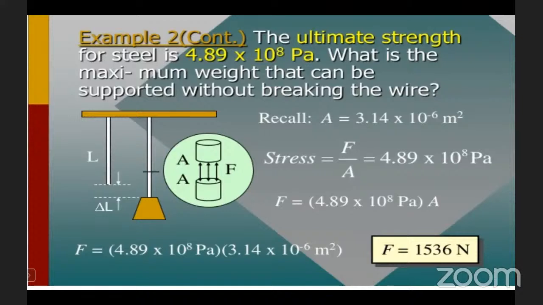So the force is found as F equals stress times A. The stress is 4.89 × 10^8 Pascals, and the area is 3.14 × 10^-6 square meters. The 10^8 and 10^-6 cancel, and then 4.89 times 314 gives a calculation of 1536 newtons. Newton is the unit of force.